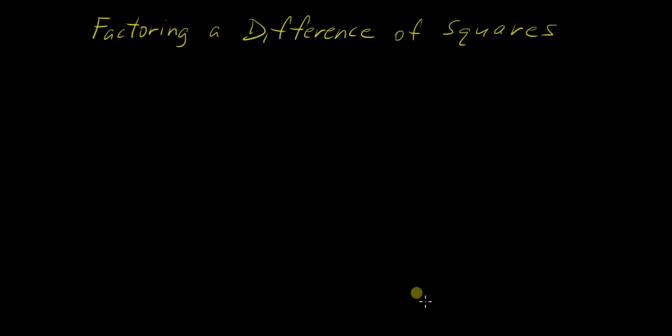In this video, we're going to factor differences of squares. So let's talk first about what square roots and squares are. If I take 3 times 3, I get 9. Okay, 9 is the square of 3, and 3 is the square root of 9. So remember those terms.